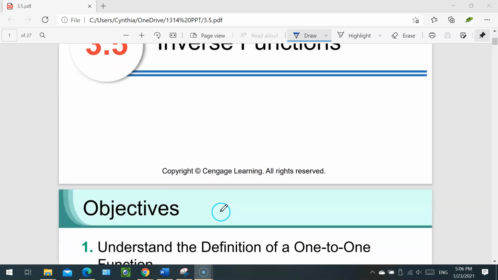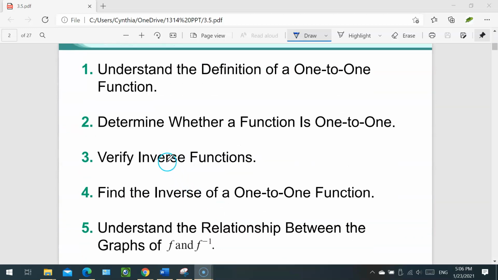Section 3.5, inverse function. In this section, we are going to understand the definition. What is a one-to-one? Determine whether the function is one-to-one. Verify inverse function. How to find the inverse function. And graph the relationship between the function f and the inverse function f^-1.